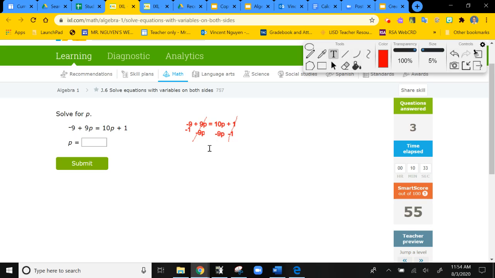And then my solution would be negative 10 equals 1p, which is the same as saying p equals negative 10. So I'm going to type that in.